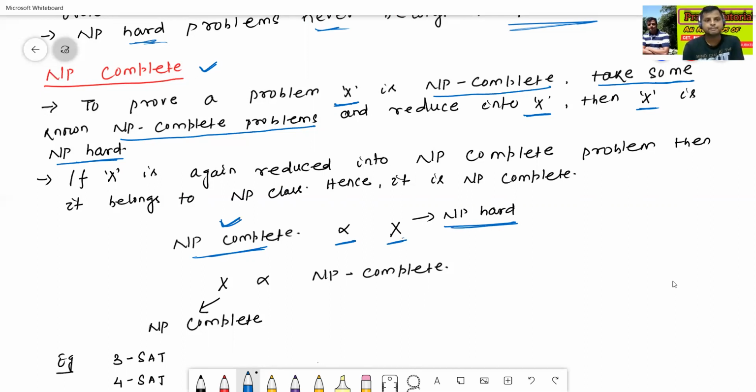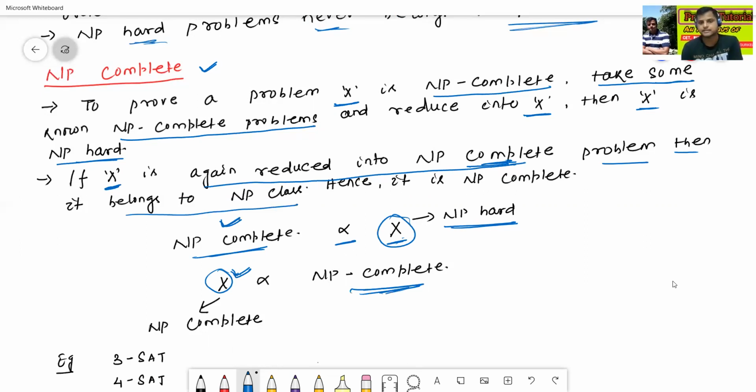Okay, if this X is again reduced to an NP complete problem, then it belongs to the NP class, hence it is NP complete. This X is called NP complete. So how to prove that a problem is NP complete?